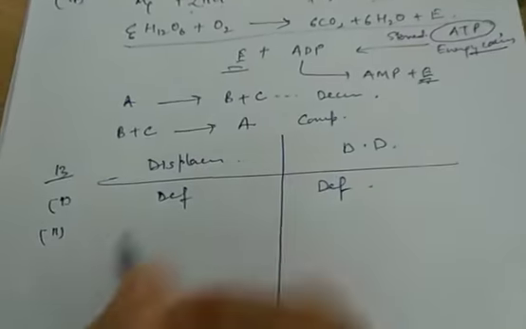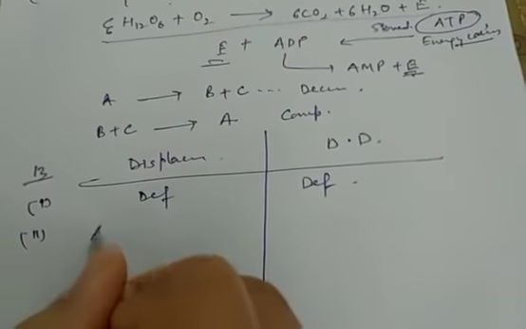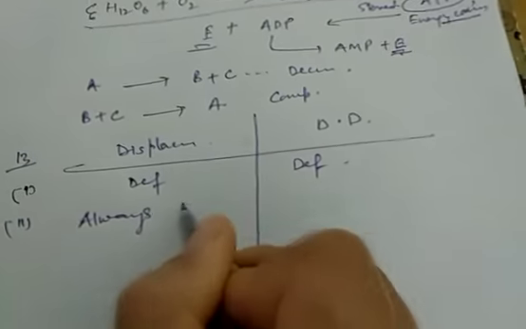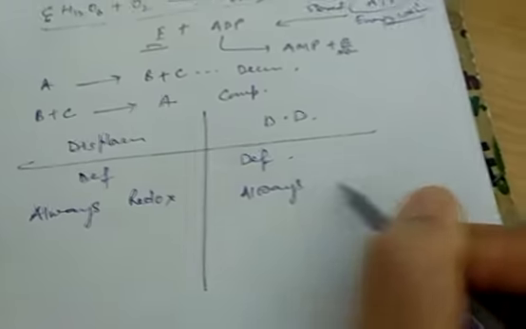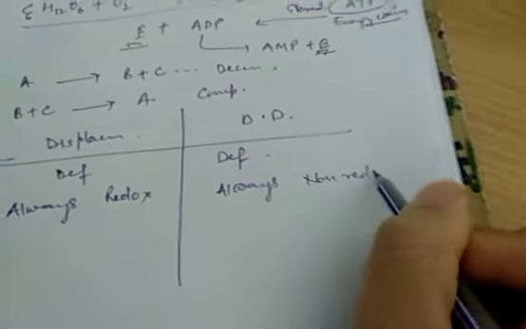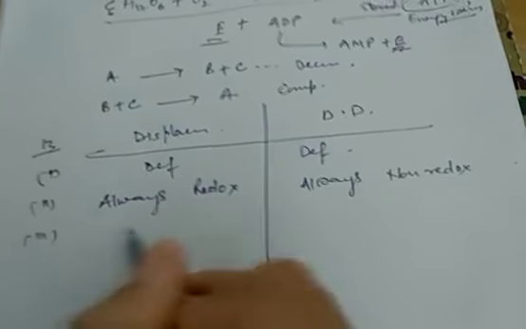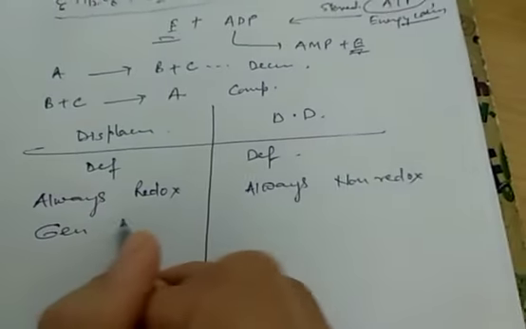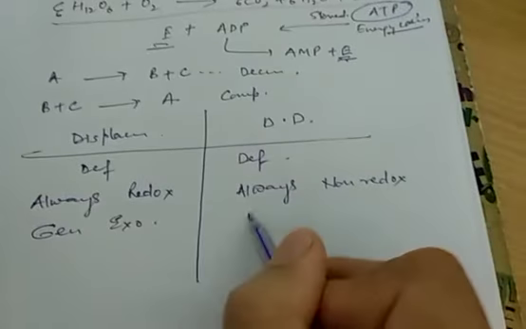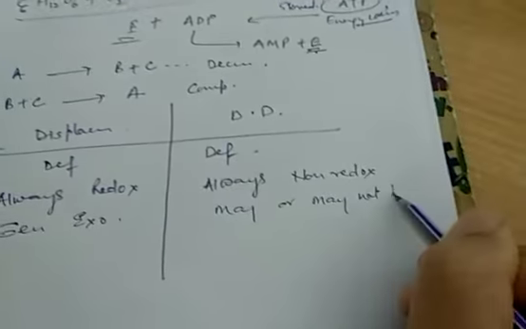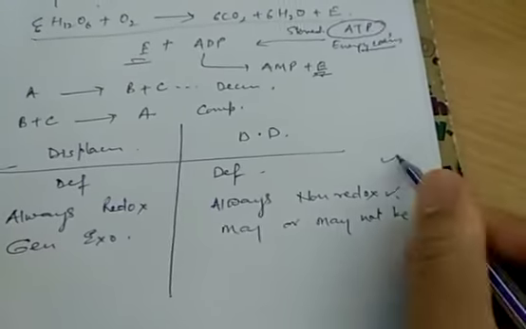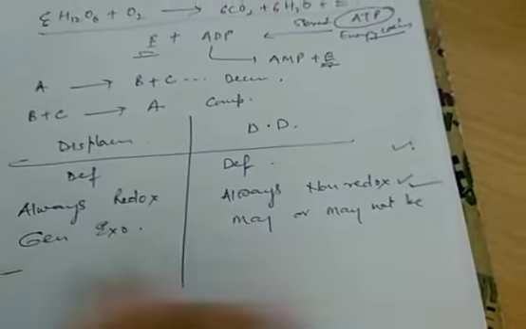And in the second point, remember this thing very well. Displacement reactions are always redox. Double displacement reactions are always non-redox. Third, displacement reactions are generally exothermic, while double displacement reactions may or may not be. These two points are very much important. Then you write one example of each one.